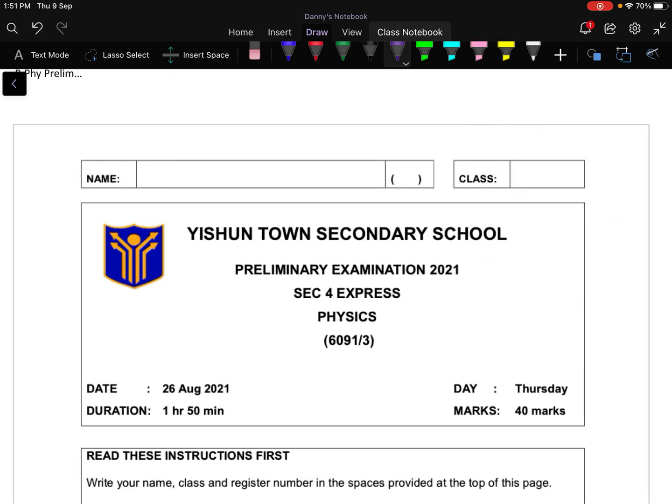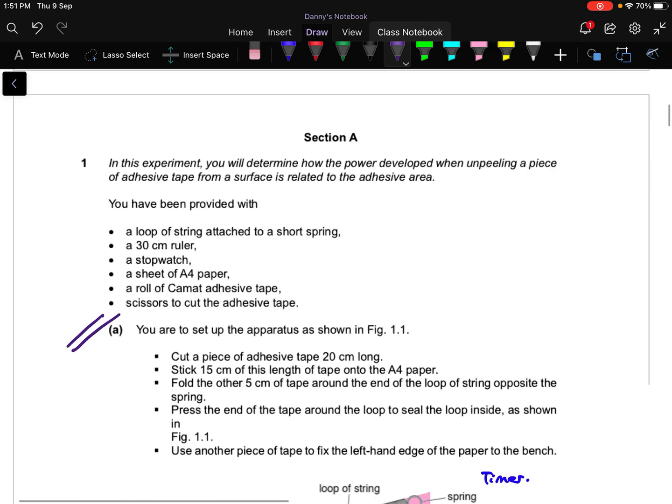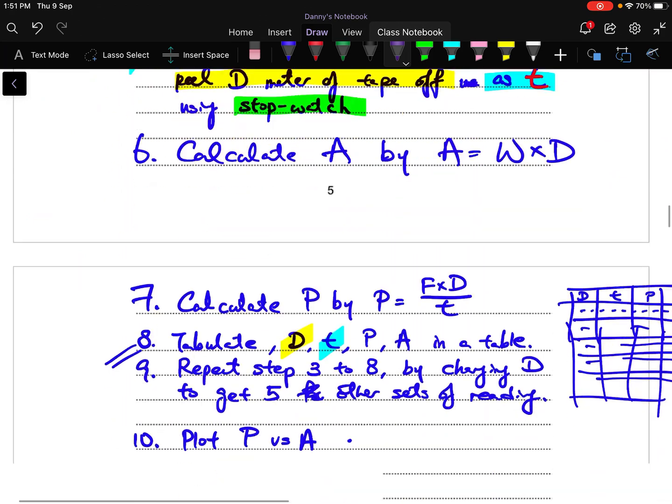Okay, in this video, I'll be going through the 2021 Yishun Town Prelim Paper 3. I will focus on question 2 and question 3. If you want to find out more on your question 1, you need to search for another video. So let's skip ahead.